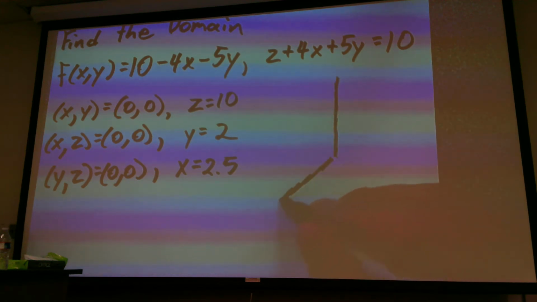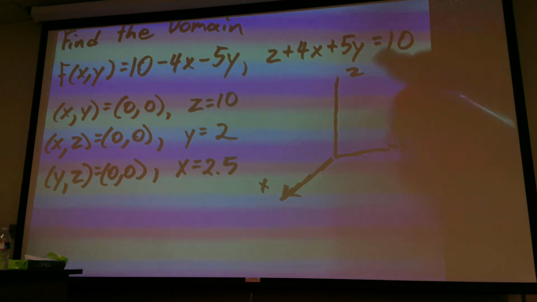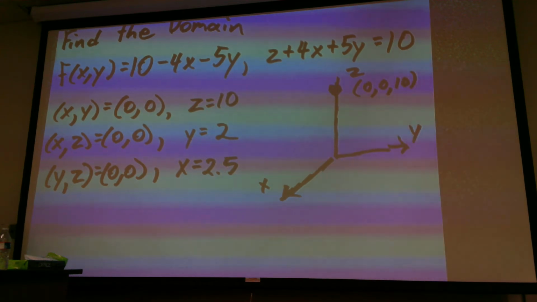Z is bigger, so I'll make them larger. Okay. So x, y, z. Okay? So now, this point way up here, what would that point be? That would be the point that would correspond to 0, comma, 0, comma, 10. Okay? And now if I go over the scale, take that point right there.